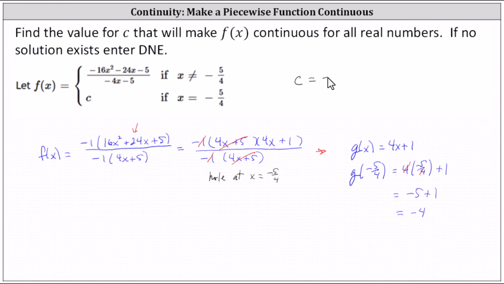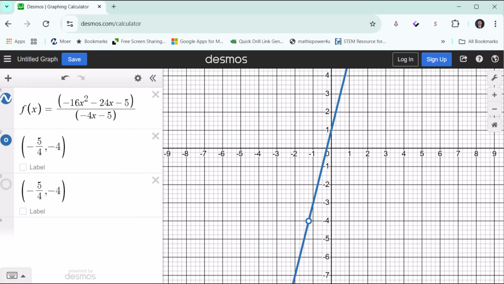Before we go though, let's take a look at this graphically. The blue graph on the right is the graph of the rational function. Notice there's a hole at x equals negative 5/4, which is why for the piecewise defined function, if you let f of x equal negative 4 at x equals negative 5/4, then we can see the hole is plugged and the function is continuous, making the piecewise defined function always continuous.